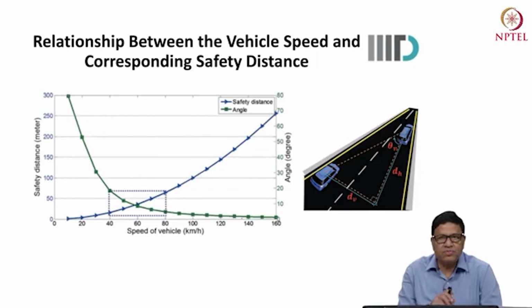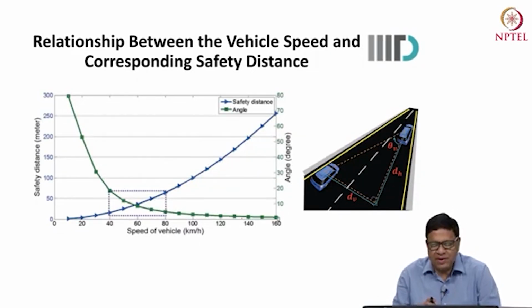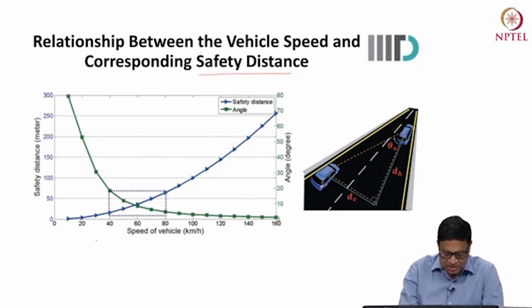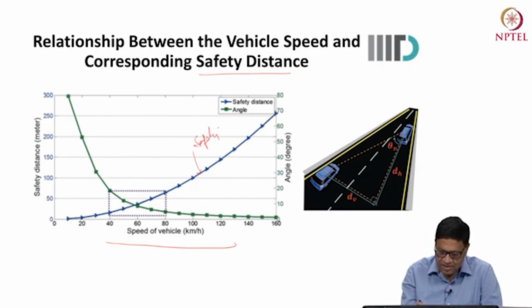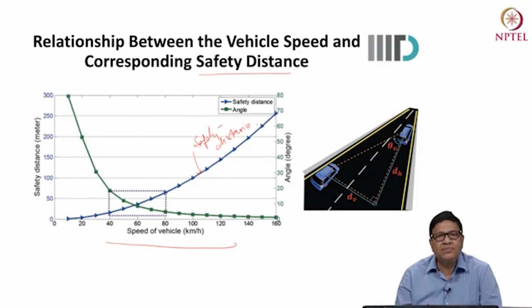And also how the vehicle speed and the corresponding safety distance are related. So suppose this is the speed of the vehicle. If the speed of the vehicle is very large, then you require more safety distance. So this particular curve, this blue curve, is actually a safety distance curve. So the higher the speed, you require higher safety distance.